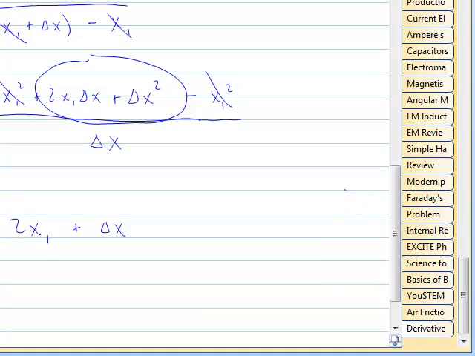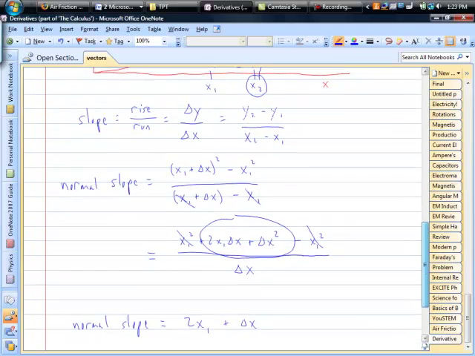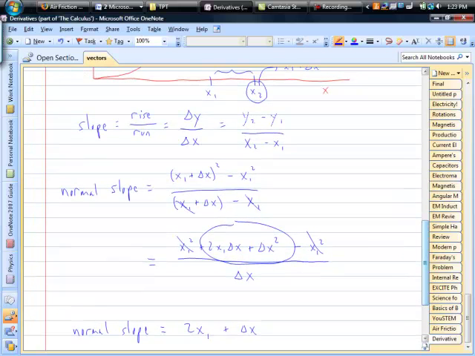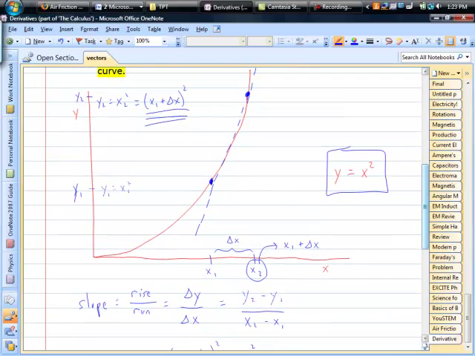We have done nothing. We have done no calculus whatsoever. This is just algebra. This is just our normal definition for the normal slope. But clearly, that's not the slope that we're after.